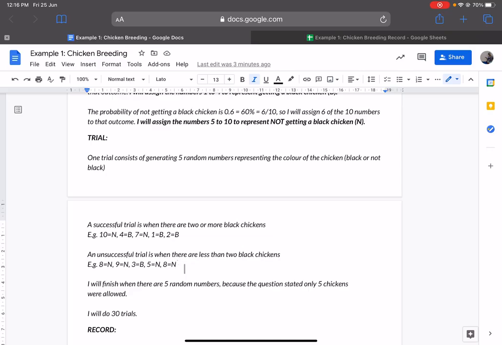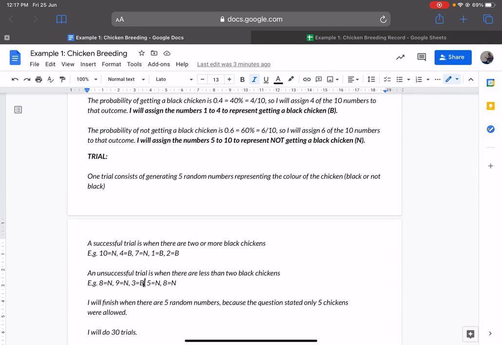If a successful trial was getting 2 or more black chickens, then an unsuccessful trial is when you have less than 2 black chickens. So I got the numbers 8, 9, 3, 5, and 8 again. 8 and 9 and 5 all represent not getting a black chicken, so they were given N. Number 3 was assigned to getting a black chicken, so that is B for black. Because there weren't 2 black chickens out of these 5 imaginary chickens that I'm doing a trial for, that means that it's an unsuccessful trial because we're not achieving what we are looking for.